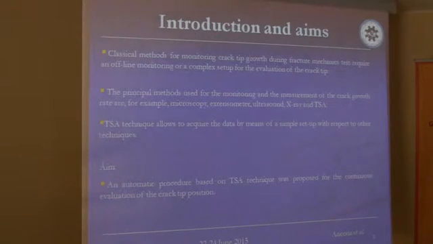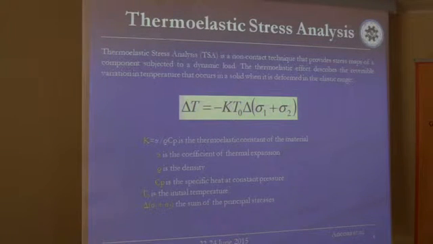We proposed an automatic procedure based on thermoelastic stress analysis for the continuous evaluation of the crack tip position during the tests. Thermoelastic stress analysis is a non-contact technique that provides a stress map of a component subjected to a dynamic load. So we can relate the variation in temperature to the sum of the principal stresses through the thermoelastic constant K of the material that depends only on the material, with alpha, rho, and Cp.